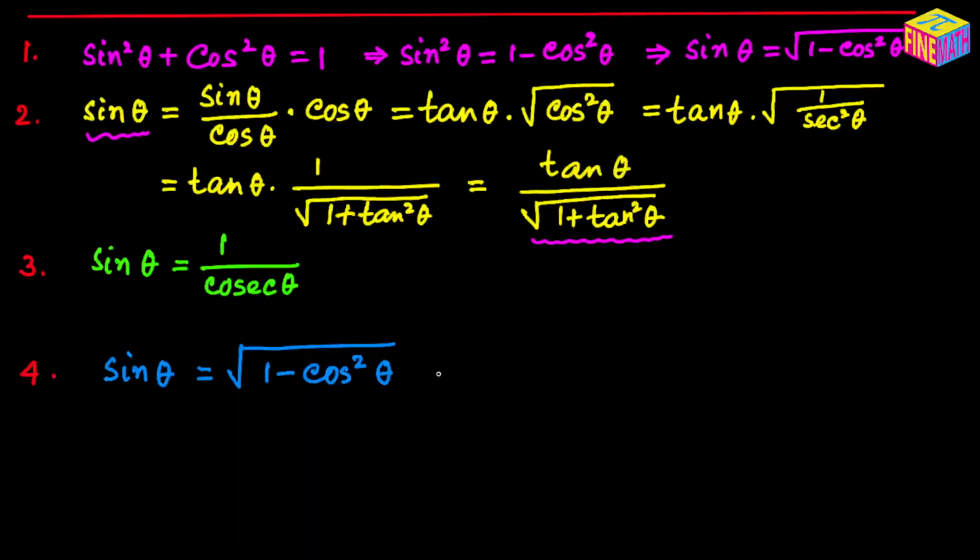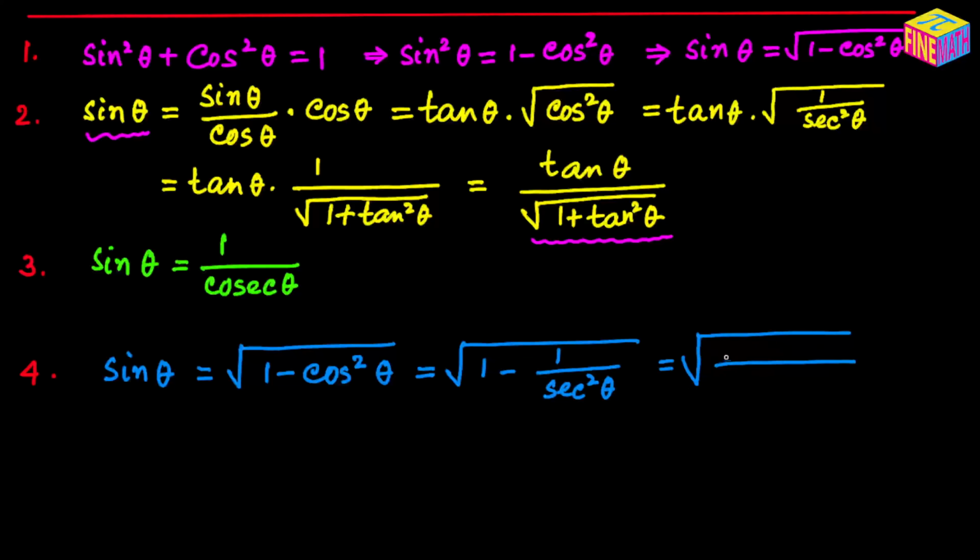Now from here, can we say this should be equal to square root of 1 minus 1 over secant square theta, because cosine theta is equal to 1 over secant theta. They are reciprocals of each other. So in place of cosine square theta, I am writing 1 over secant square theta. And if we simplify this a little bit, we will get square root of, in the numerator, secant square theta minus 1 divided by secant square theta.